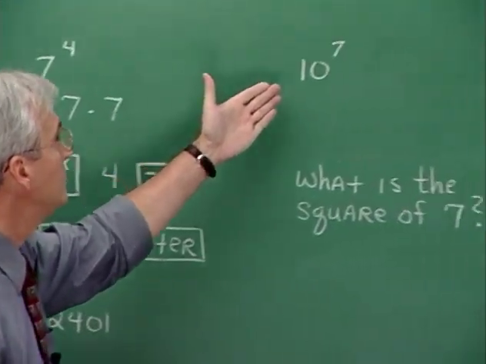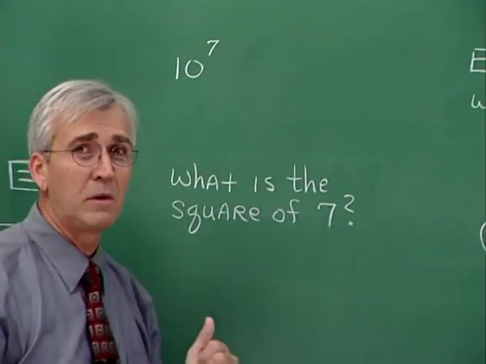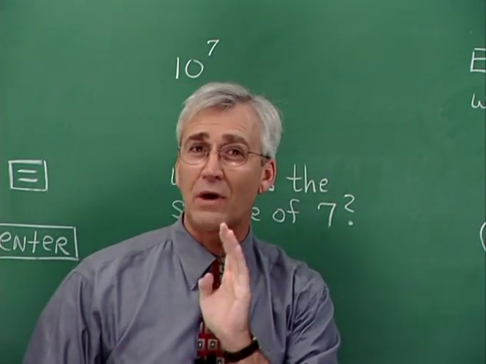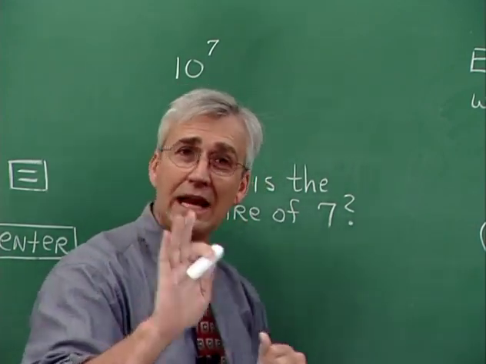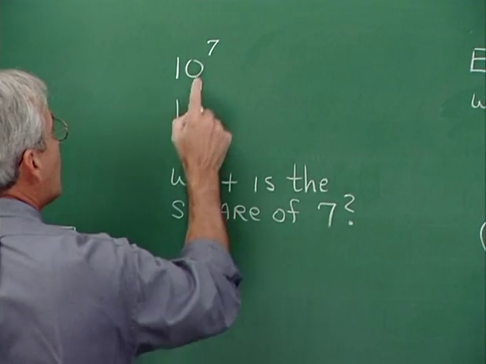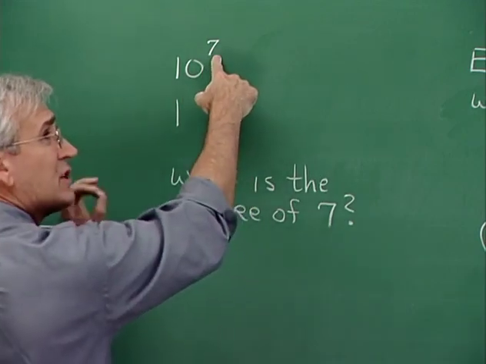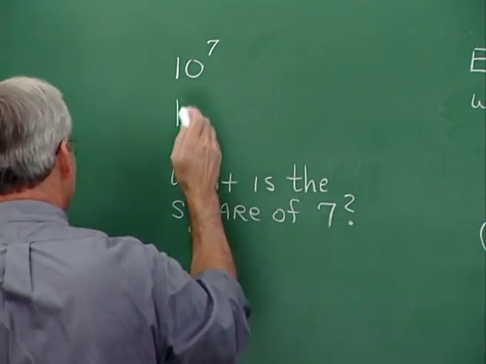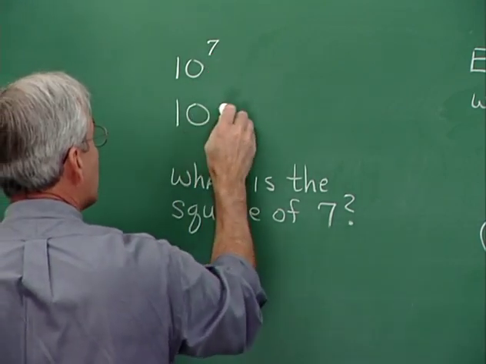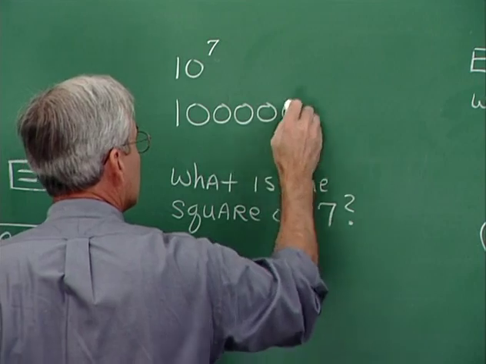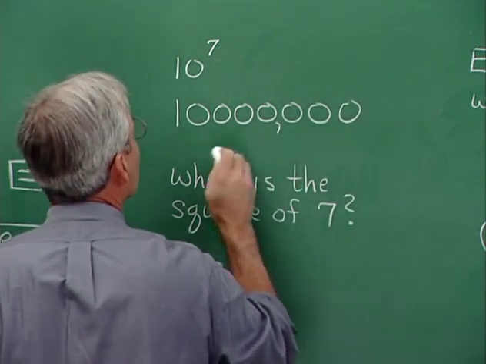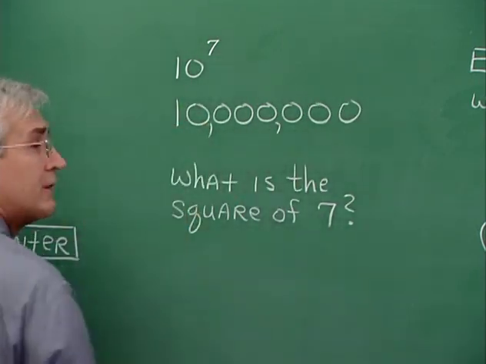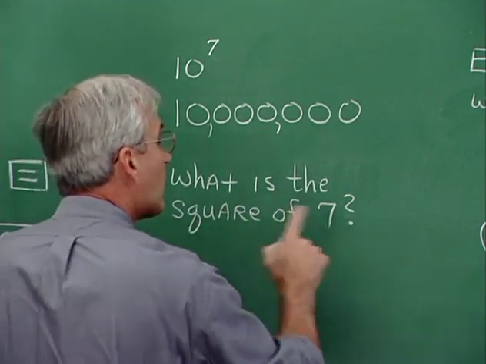Here's another one, 10 to the 7th power. Remember what we talked about a moment ago. If we're raising 10 to some exponent, then the answer is just a 1 followed by the digit 0 used this many times. So it's 1 followed by 7 zeros. And it's 10 million.